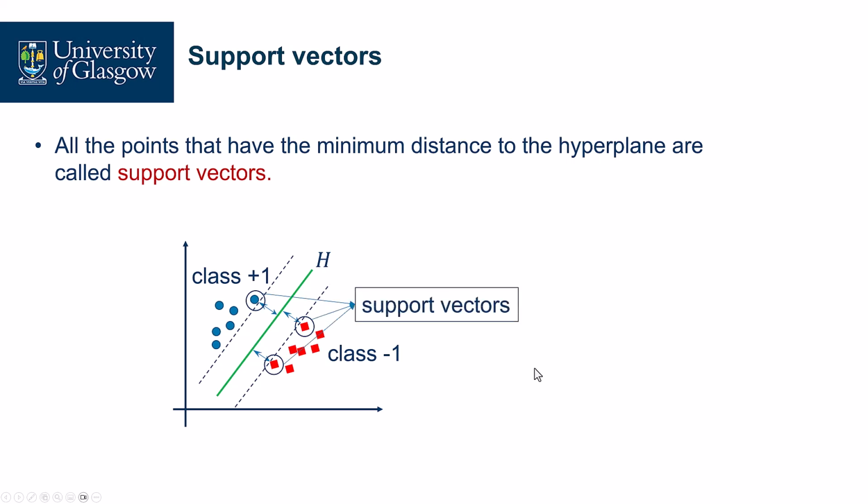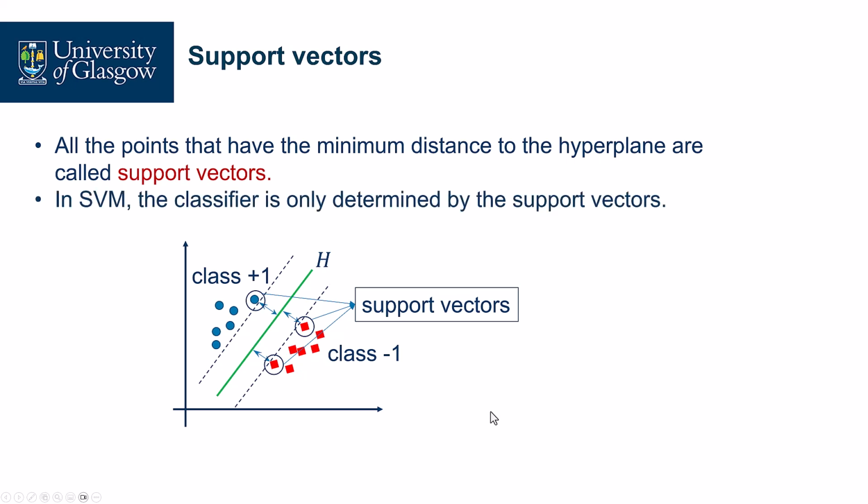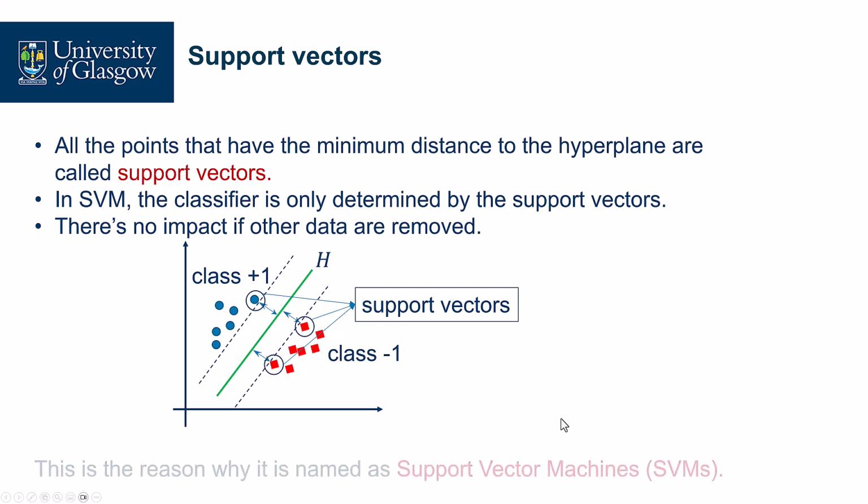Support vectors means the support of SVM. The other data, for example those here and here, do not affect the SVM decision. Even if we remove them, it's okay, right? That's why we call this algorithm support vector machines, SVMs, right?